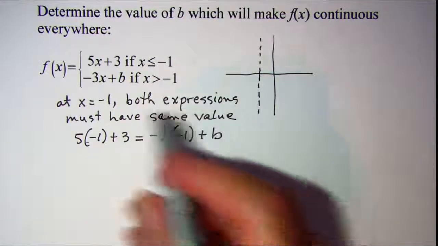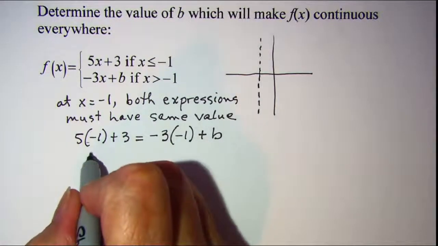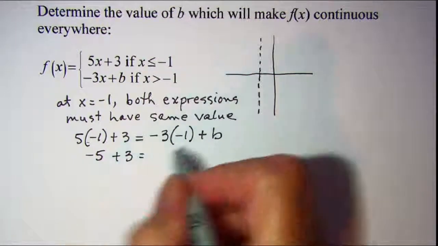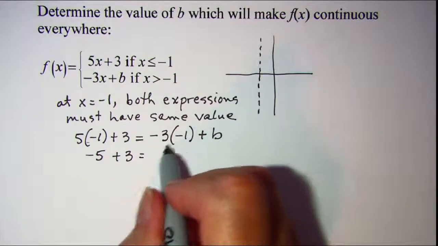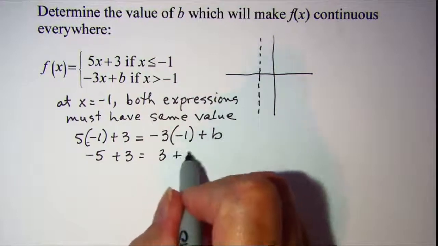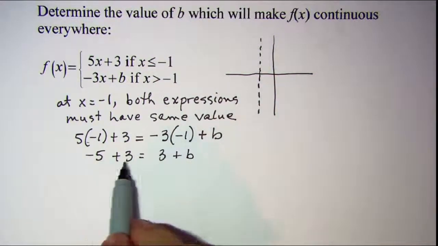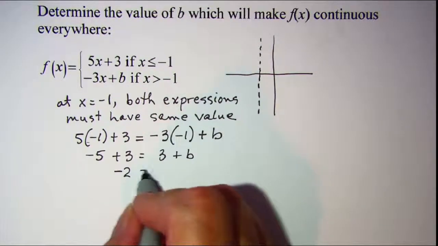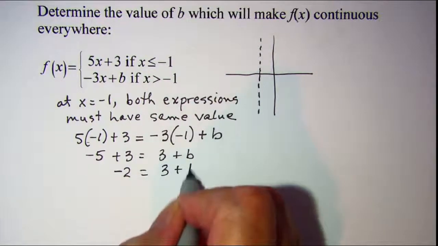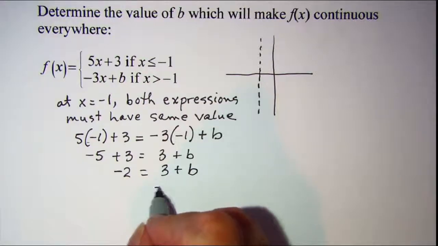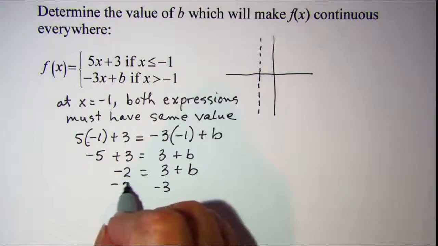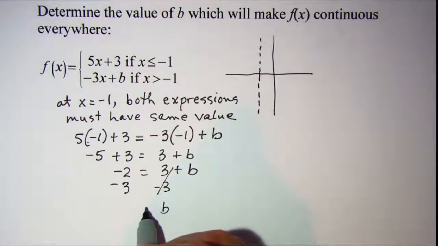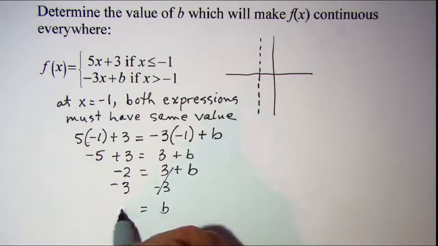So let's just do the math. 5 times -1 is -5. -3 times -1 is 3. Combining terms here, -5 plus 3 is -2. And subtract 3 from both sides. So these will cancel, and b is equal to -5.